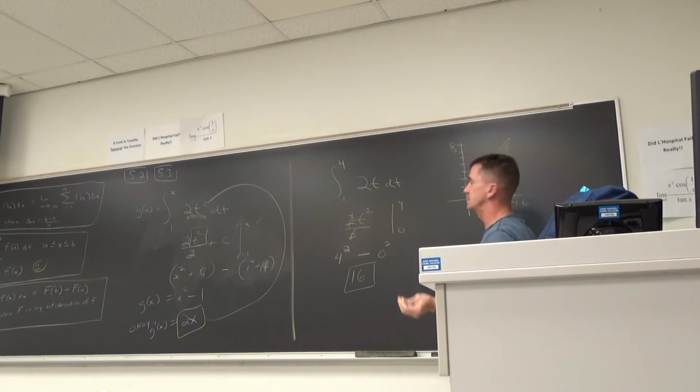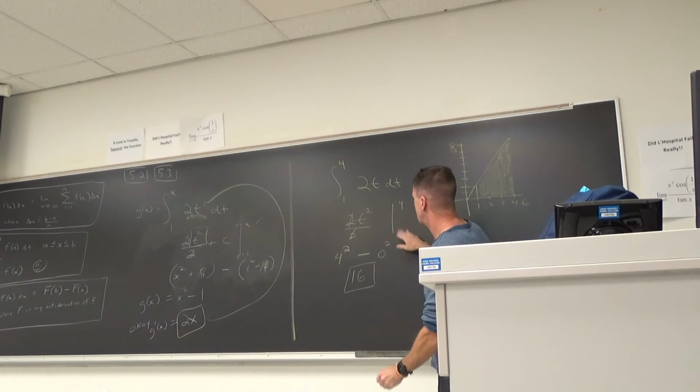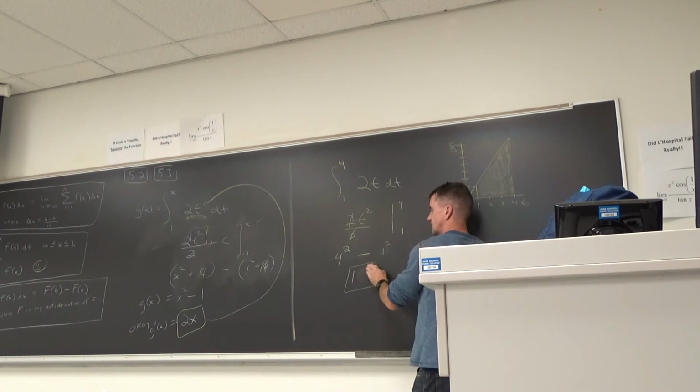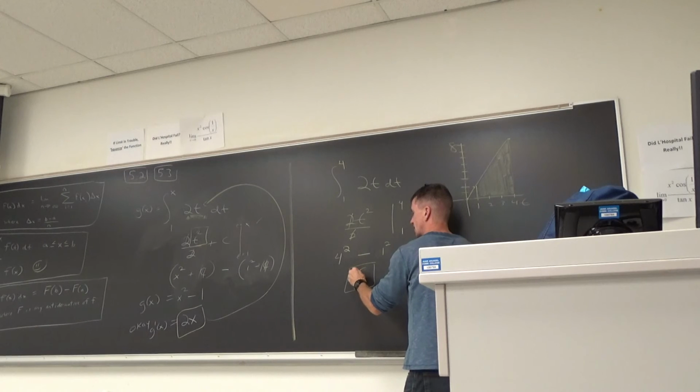So I didn't want you to think it's always 0. Sometimes it's a 1 there. So I'll change this to 1. Now we're subtracting out what? 1 squared. So what's 16 minus 1 now? 15.